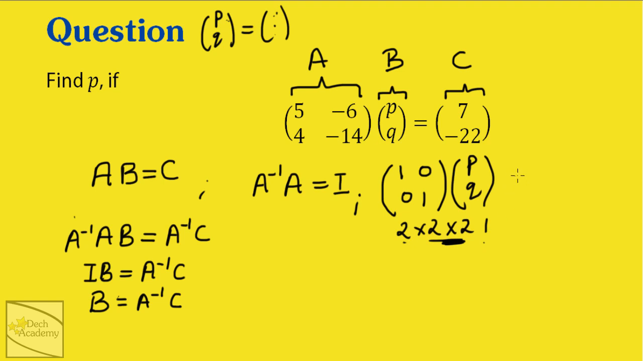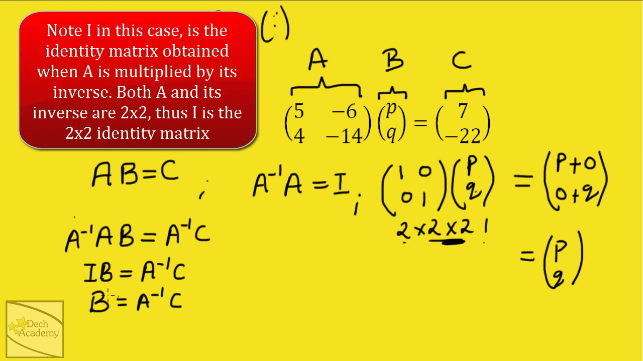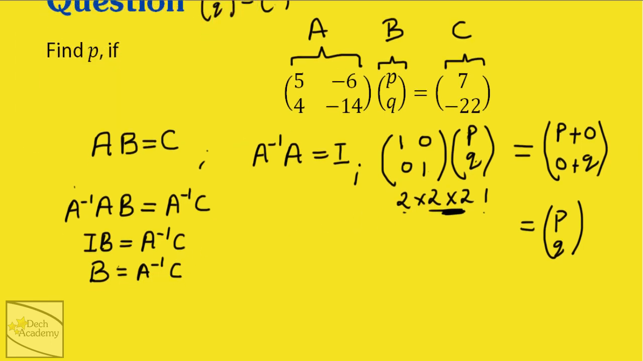I will get a 2 by 1 matrix, which is simply given by 1 times P plus 0 times Q, which is 0, and then 0 times P, which is 0, plus 1 times Q. And this is equal to P plus 0, which is P, and then 0 plus Q, which is Q. So what I've just done here is shown you that the identity matrix times B is B in this case. Anyway, so B, which is what we're looking for, is simply the inverse of A times C. So let's find the inverse of A and multiply it by C.